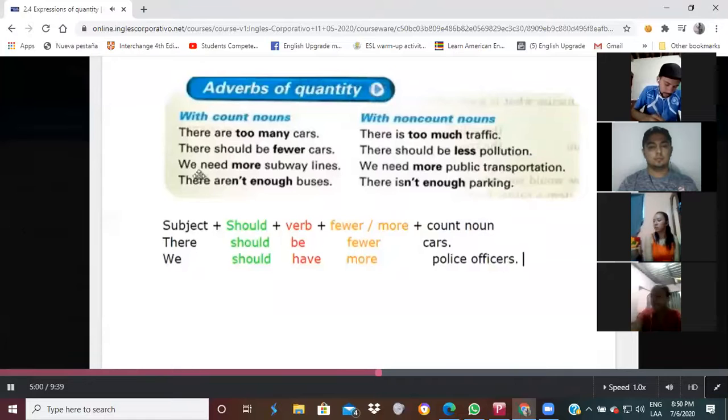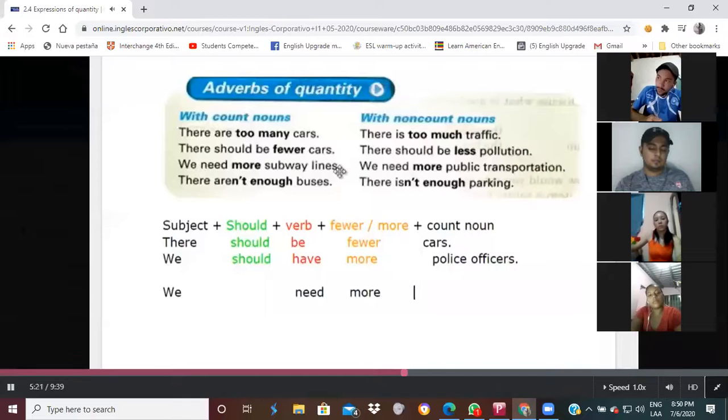And the other example that I haven't talked about, we need more subway lanes. That is kind of like a stronger opinion, so it's no longer a suggestion, if you will, but it's something similar. And so it's quite similar. We're going to say we. The only difference is that we don't include a modal verb, right? We need more, and in this case, subway lines.